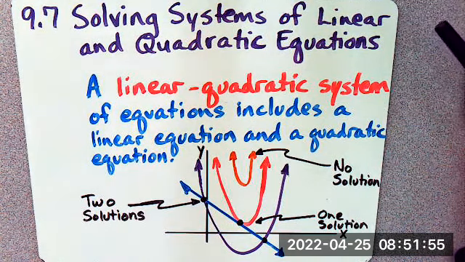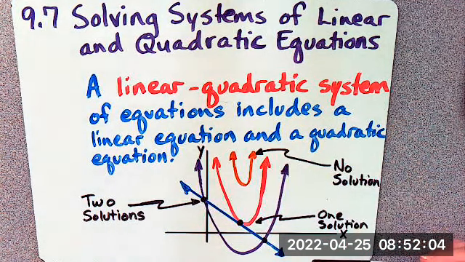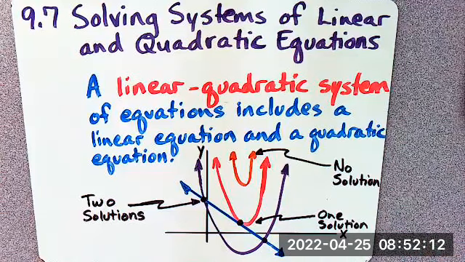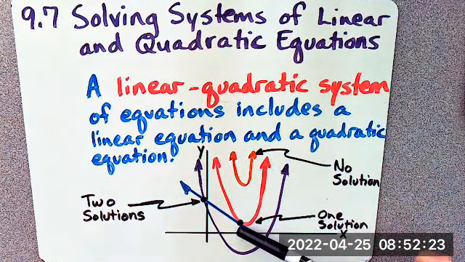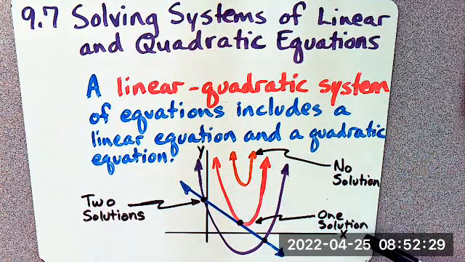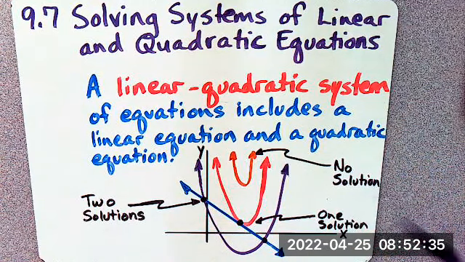So a linear quadratic system of equations includes a linear equation, which is just the equation of a line, and a quadratic equation, which is an equation of a parabola. We see from this graph that if the parabola hits the line in two places, it has two solutions. If the graph of the parabola only hits the line in one place, called a tangent, by the way, that's one solution. And if the parabola never touches the line, it has no solution.